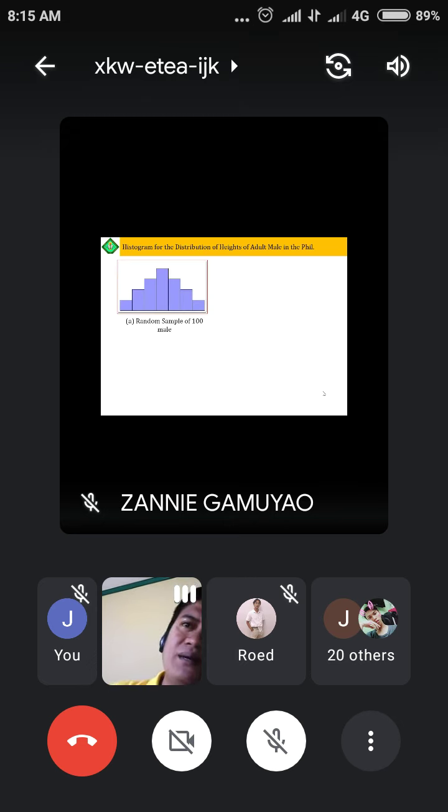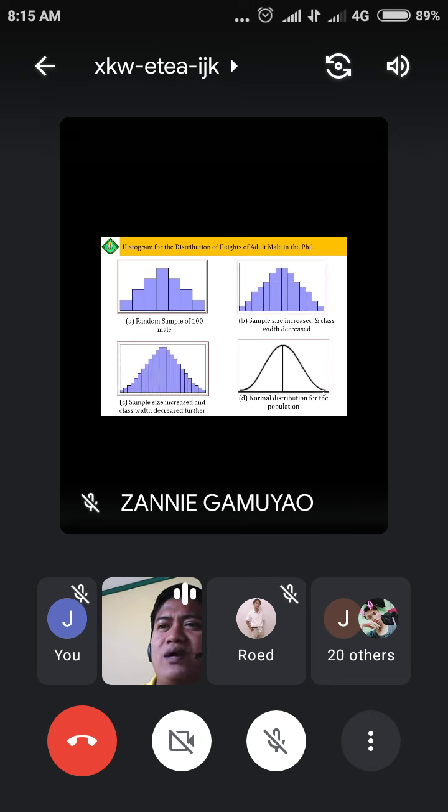So this is just an example of a random sample of 100 males. So as you notice, if we will draw a line doon sa on top of the bar graph, makakabuo tayo ng bell shape. So mukha po siyang bell shape curve. So this is a bell shape curve. Ito siya, oh. Pag nag-line tayo dito, makakabuo tayo ng almost a bell shape curve. So the normal distribution for the population.